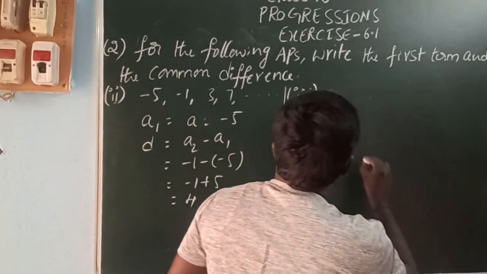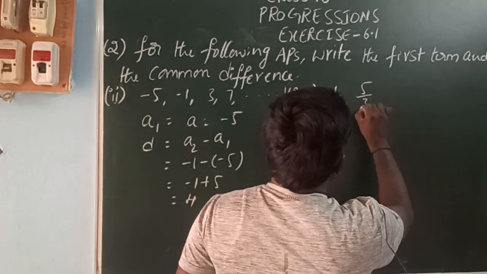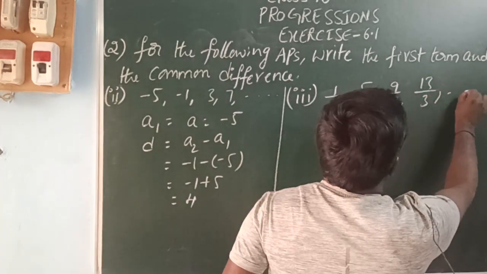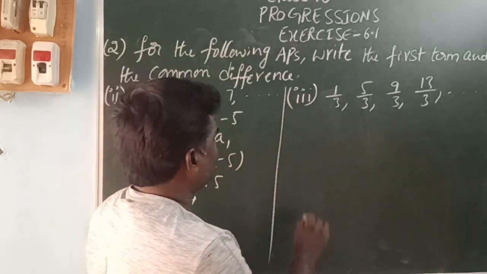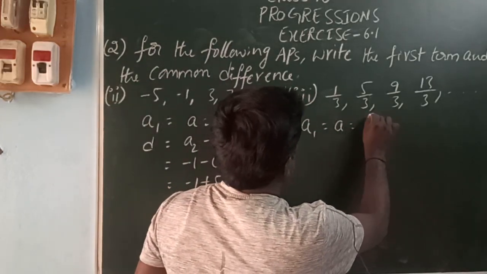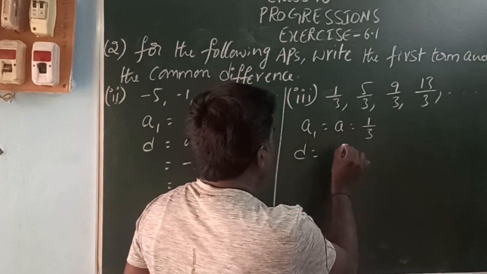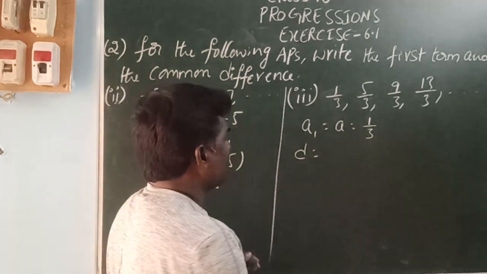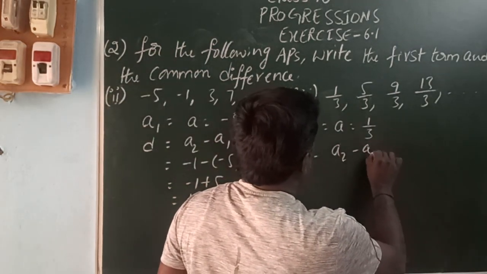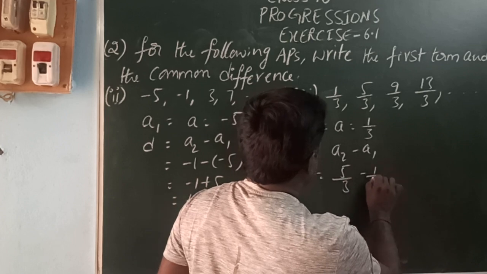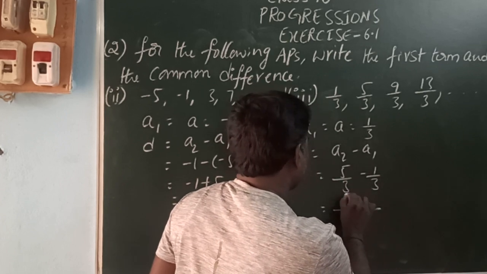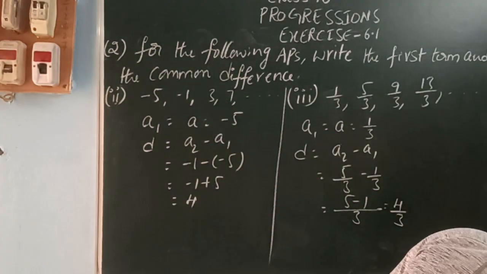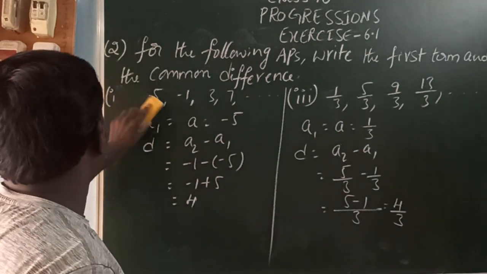So next, another one. The third one: 1 by 3, 5 by 3, 9 by 3, 13 by 3, and so on. So the first term is what here? 1 by 3. a1 is equal to a, which is equal to 1 by 3. Next, the common difference. It is the difference a2 minus a1, or a3 minus a2, or a4 minus a3. So here a2 minus a1 is 5 by 3 minus 1 by 3. The denominator is 3, so subtract the numerators. 5 minus 1 is equal to 4 by 3. The common difference is how much? 4 by 3.